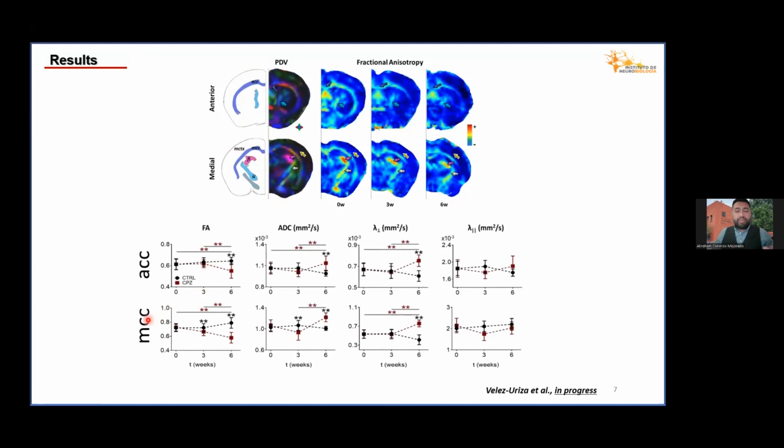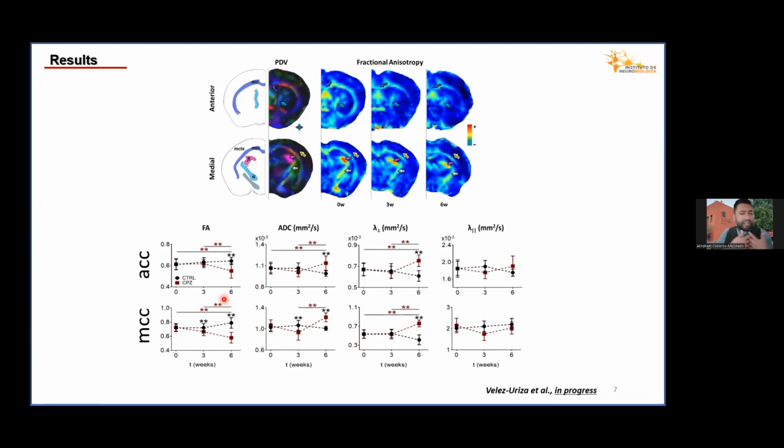Here is the corpus callosum, anterior and medial. The 4 calculated metrics are shown: fractional anisotropy, apparent diffusion coefficient, and the diffusivities. In both cases, anterior and medial corpus callosum, we found significant differences only at week 6 post-intoxication with cuprizone. This indicates that cuprizone induced change in these metrics.